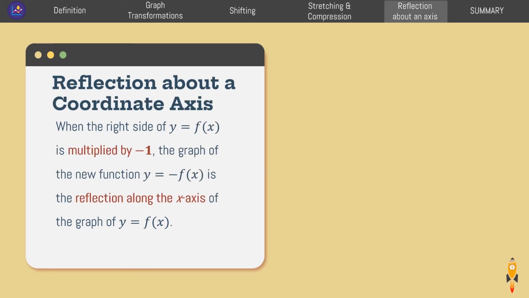When the right side of y equals f of x is multiplied by negative 1, the graph of the new function y equals negative f of x is the reflection along the x-axis of the graph of y equals f of x.